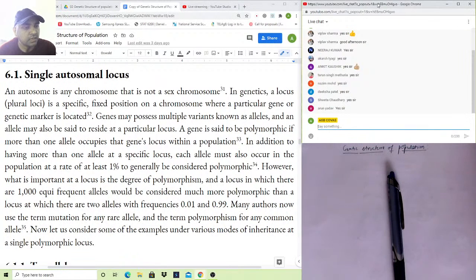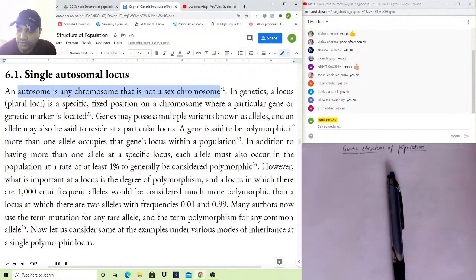So let us start today's lecture, and we will start from single autosomal locus. Okay, so autosome everybody knows. An autosome is any chromosome that is not a sex chromosome, right? So we have a pair of sex chromosomes, we have pairs of different autosomes, right? So in genetics, what is locus? So one word is autosome. Now I have defined in the first line what autosome stands for: any chromosome that is not a sex chromosome.